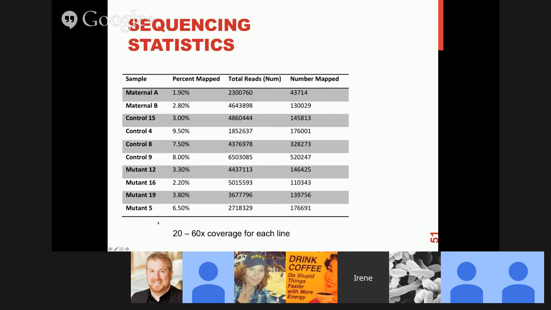You can see that we have a pretty small fraction of the reads mapping to the Wolbachia genome, and we used the wMel published scaffold as a reference, and we used BWA and Bowtie to map these reads. I should also say that even though we have a really small fraction of reads mapping, we got 20 to 60x coverage for each line because Wolbachia genomes are quite small, so it's pretty easy to actually get good coverage even with small numbers of libraries.